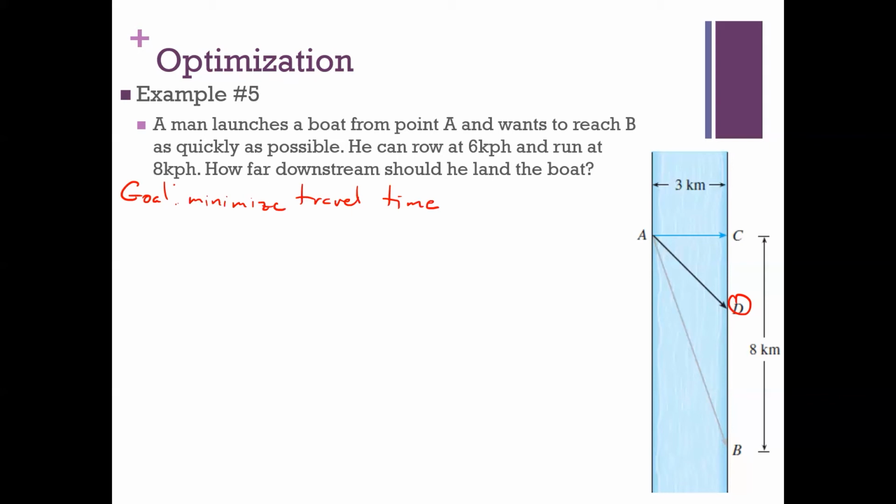I'm hearing X and Y, so that says we should probably talk about what our variables are before we start assuming that we're all on the same page. So what are our variables here? Row and run, right? So how far he rows and how far he runs. And aren't both those things going to be connected by wherever I place that point, wherever I decide to land the boat?